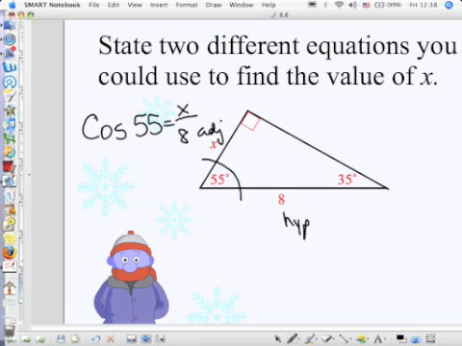Now if I choose to use the 35-degree angle, x is no longer the adjacent leg, it is now the opposite leg. S-O-H. So sine of 35 degrees is equal to x over 8, the opposite over the hypotenuse.